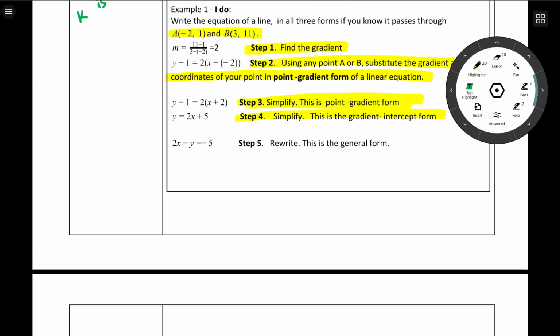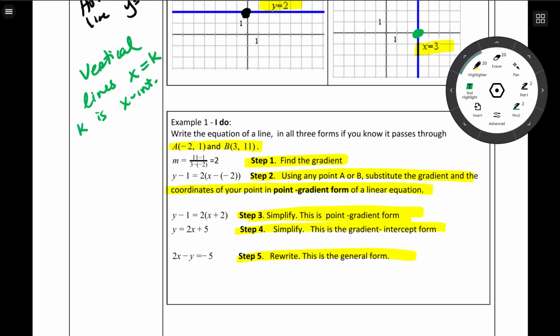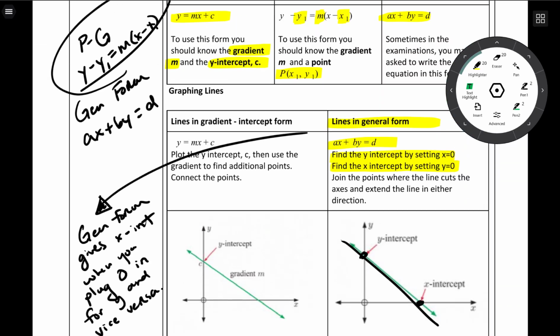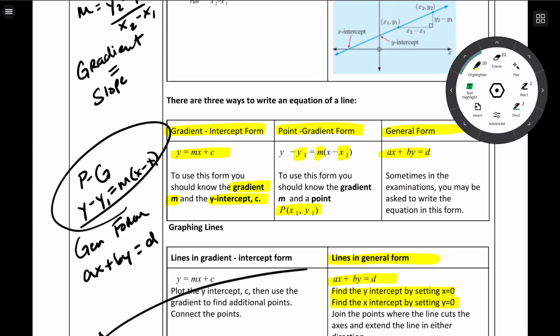What's the last one that I need? General form. Here's my example. Rewrite this in general form. Okay, general form. What's general form? I don't remember. Let me go up to the top. Let's see, what's general form? General form, oh, that's right. All my variables are on one side. Maybe I want to add a note to that. All variables on one side.